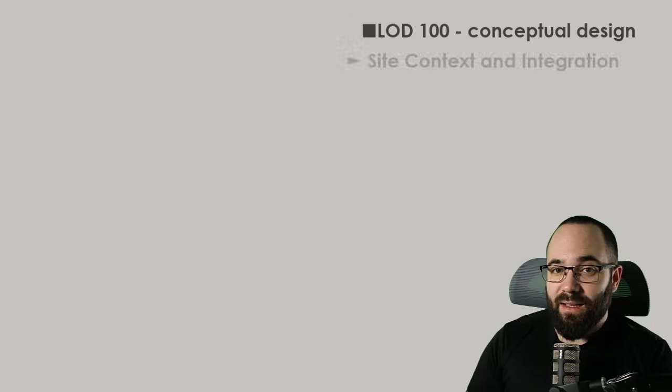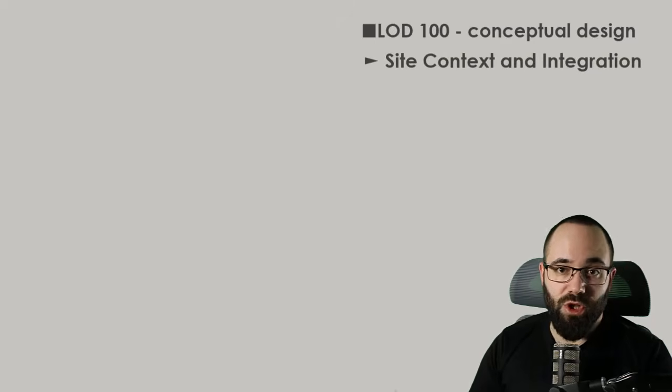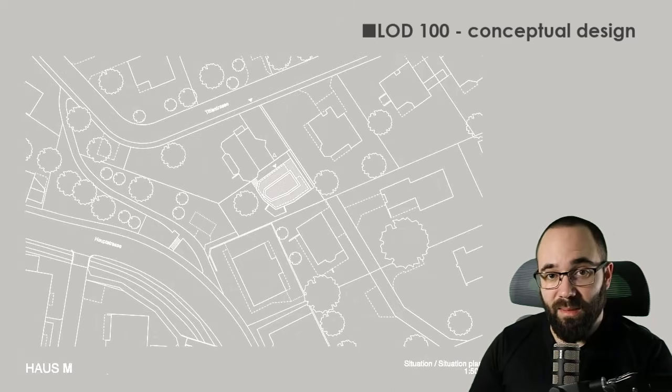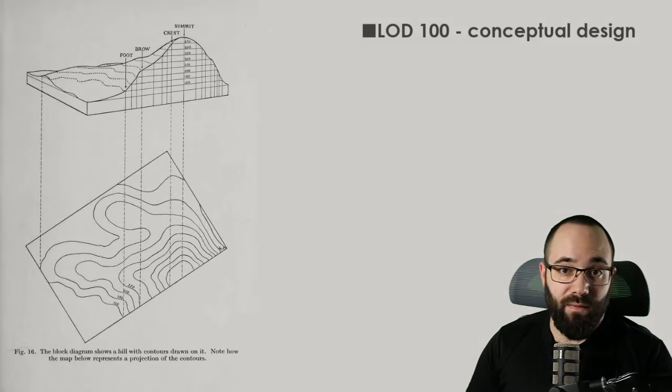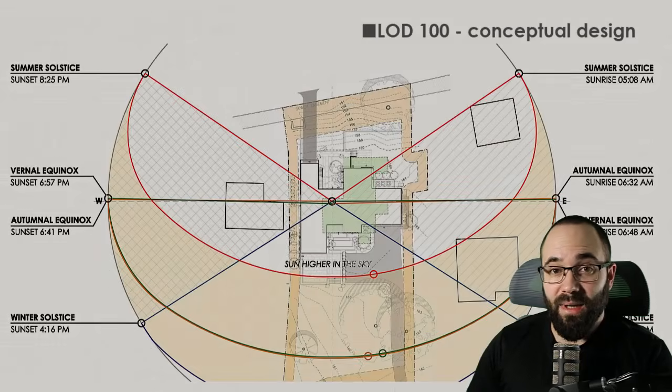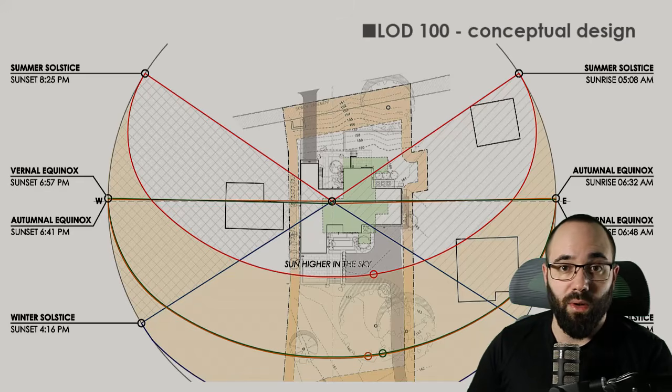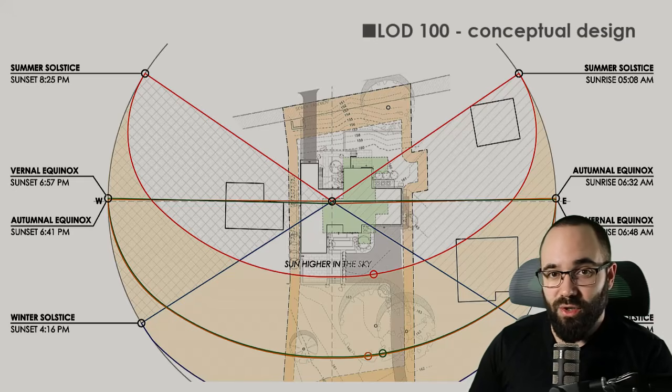Next, we have site context and integration. So site context includes neighboring buildings, landscape, topography, and climate. Integrating the building harmoniously with its context ensures contextual relevance, minimizes environmental impact, and maximizes views and natural resources.